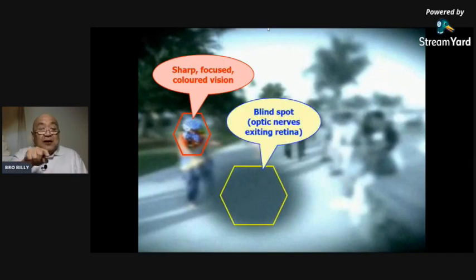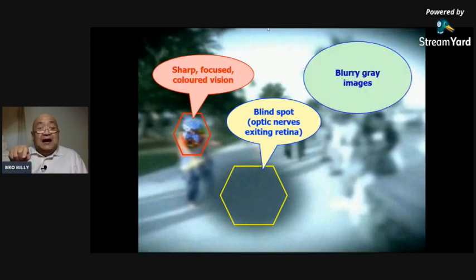So what is happening is that the eyeball is constantly moving around, picking up the whole image, bits and pieces. So it's not actually focusing at the whole image. We think that our eye is seeing the whole image. Never. Our eyeball is moving very ever so slightly, picking up bits and pieces from what is being seen out there. So that is one spot, and here is the blind spot. And the rest are the blurry gray images of the rod cells. So it's only the one in the pink where it is a sharp, focused, colored vision of the cone cells.